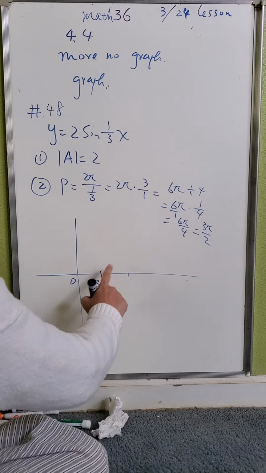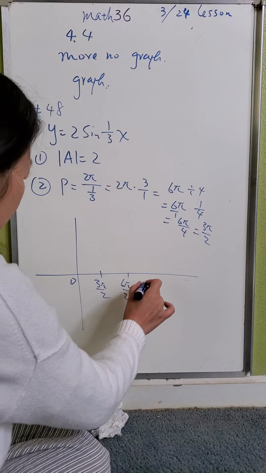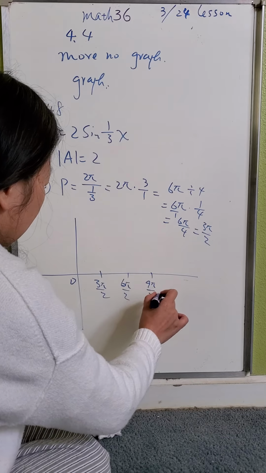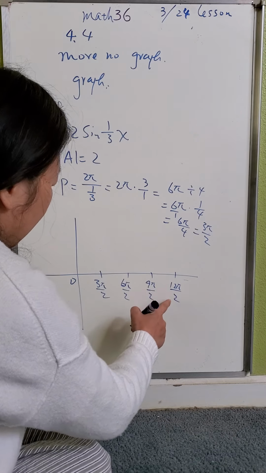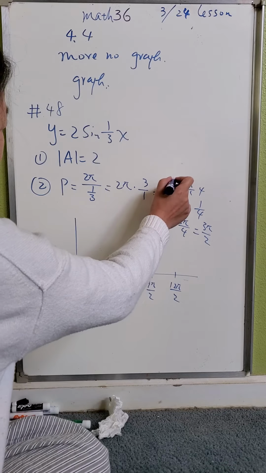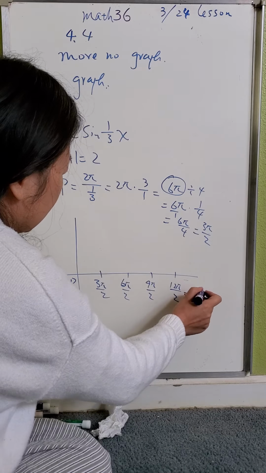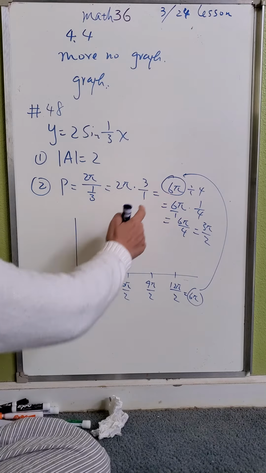And then you add another 3 pi over 2 here, so 6 pi over 2. Okay. And then you add another 3 pi over 2 there, so it's 9 pi over 2. And then you add another 3 pi over 2, so 12 pi over 2. And you can see when I divide the last number, it is equal to 6 pi. It's the same thing as this number. They also get back to your cycle number.